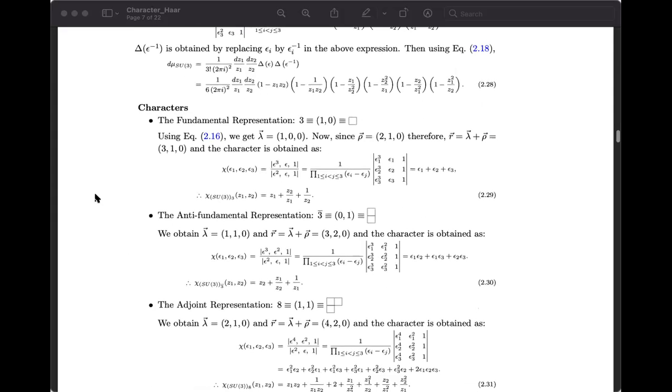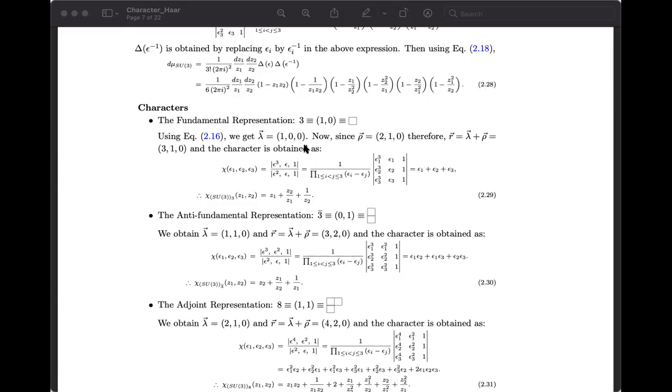Now the fundamental representation is written as a 3. Unlike SU2, this will be a 2-component Dynkin label, right? Because the rank is 2. So the Dynkin label is 1, 0, and a single box, so that there are no other boxes below that, so it is like 1, 0, 0. Or you can use those earlier equations from the Dynkin label, you can calculate these lambdas.